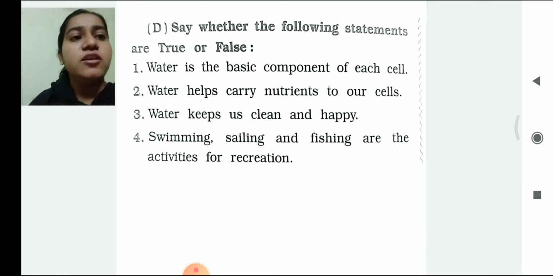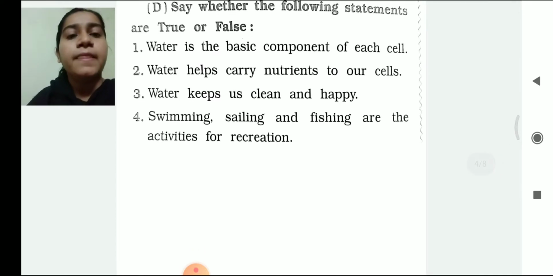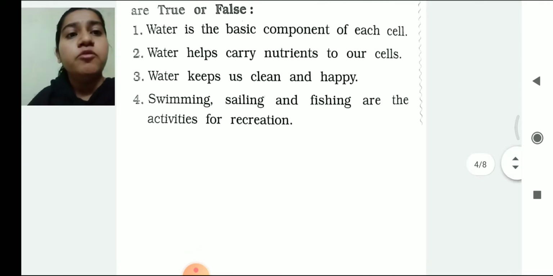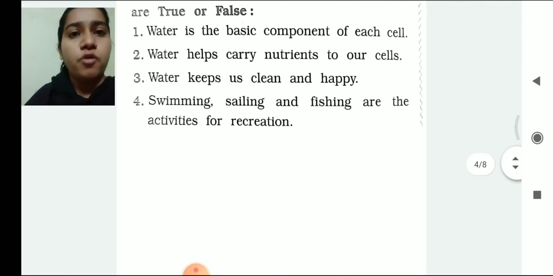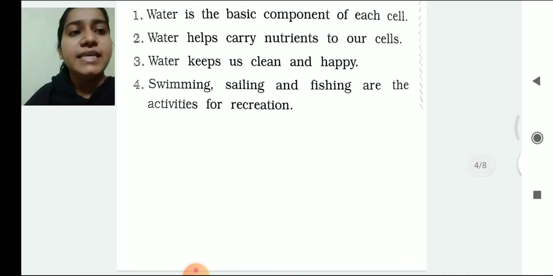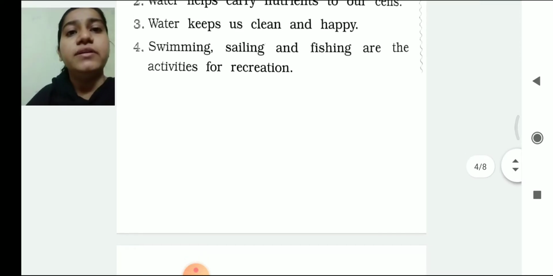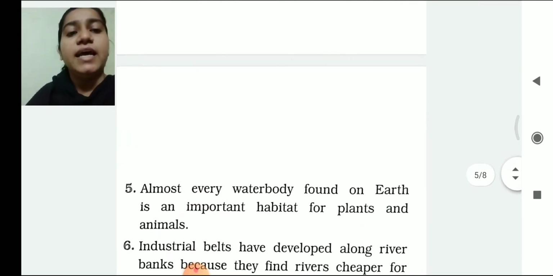Water is the basic component of each cell. So the answer is true. Water helps carry nutrients to our cells. So the answer is true. Water keeps us clean and happy. So the answer is false. Swimming, sailing and fishing are the activities of recreation. The answer is true.